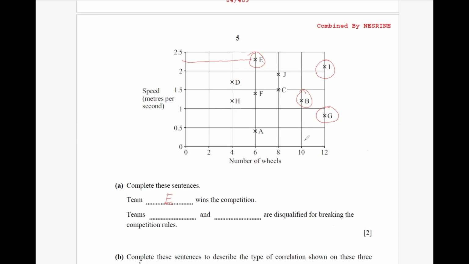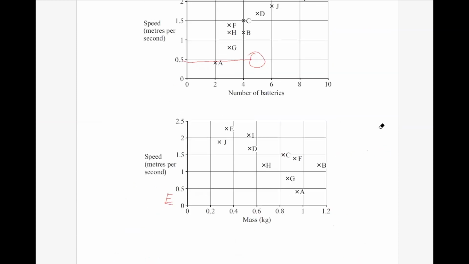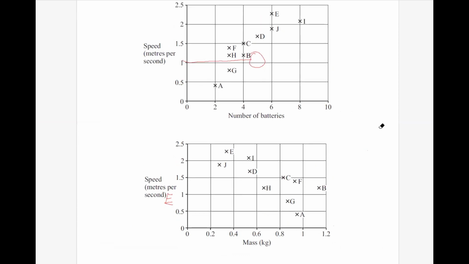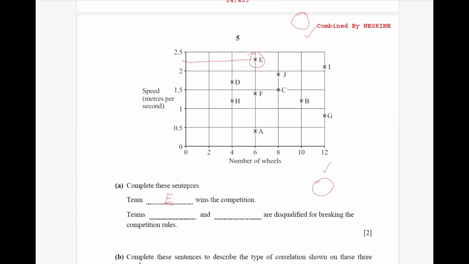The conditions were only for the number of batteries and mass. So we are not going to consider these for this particular graph. We are going to consider them for speed, mass and number of batteries. From this, mass has to be 1. Okay. Which is exceeding? B is exceeding in this case. And for number of batteries, I is violating the rules. So B and I are the correct choices for second option. B and I. So this is how this question is to be done. So this completes part A to this question.